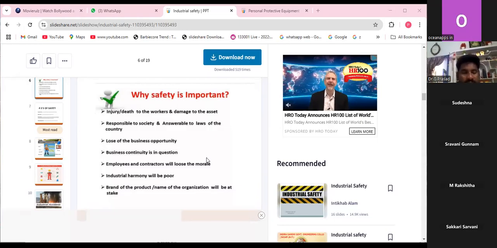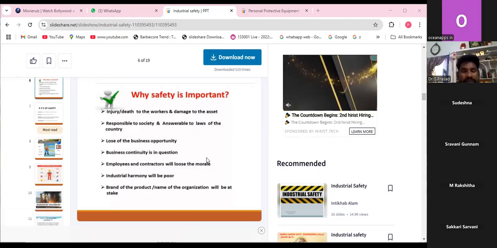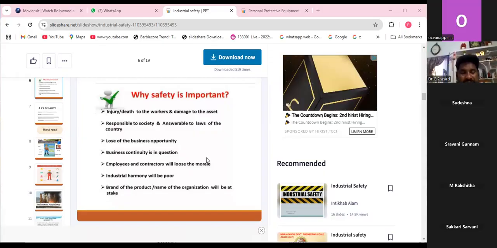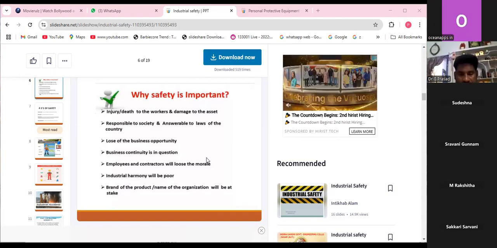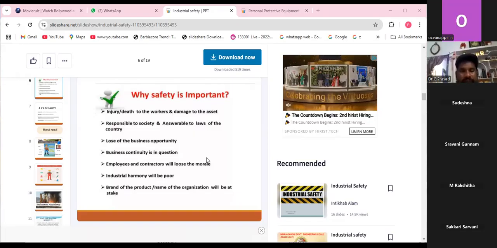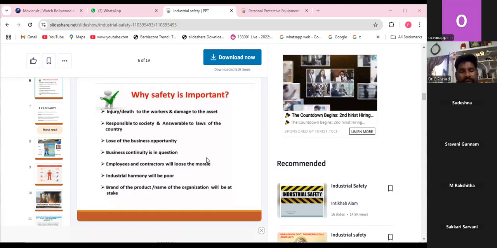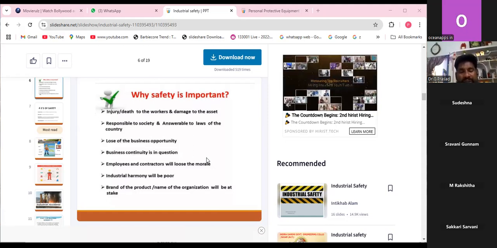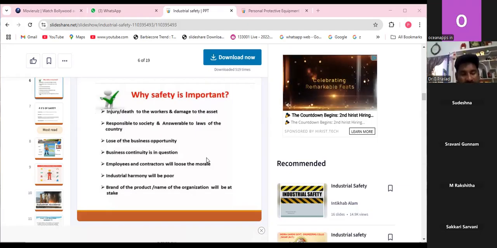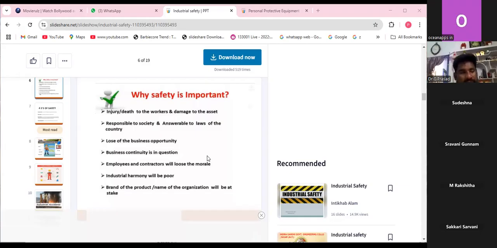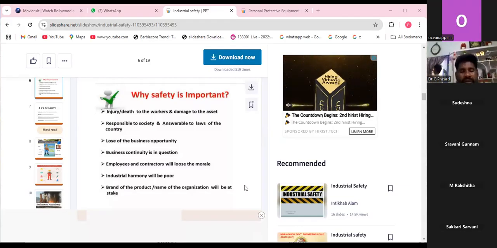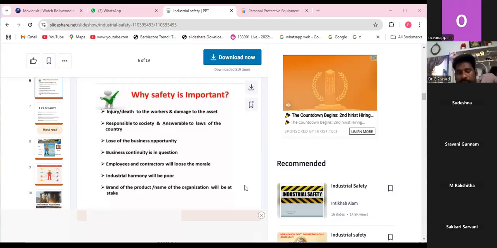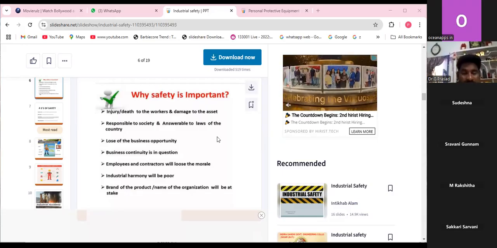Next, third, a loss of business opportunity. If you are investing crores and lakhs of rupees in the company, and there is an incident, there is a loss of money and financial loss. Next, business continuity. If anything happens in the industry, there is no continuity, that means discontinuity in the business. Employees and contractors will lose morale. If anything happens without safety precautions, the reputation suffers, and industrial harmony is lost. That means a lot of financial losses to the company.